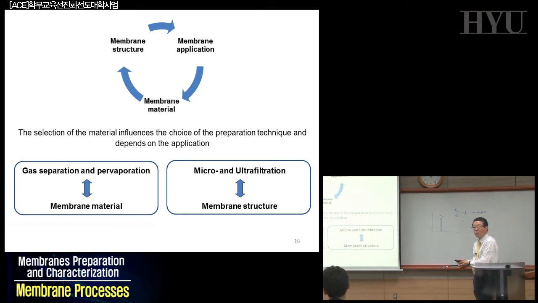And in that case, membrane materials will determine the separation performance of gas separation and pervaporation. Whereas if you are using the membranes for microfiltration and ultrafiltration, of course, your charge or surface layer is important, but membrane structures such as porosity, okay, pore structure will be much more important than the membrane material itself for microfiltration and ultrafiltration purposes. So we have to think about the materials, structure, and applications.